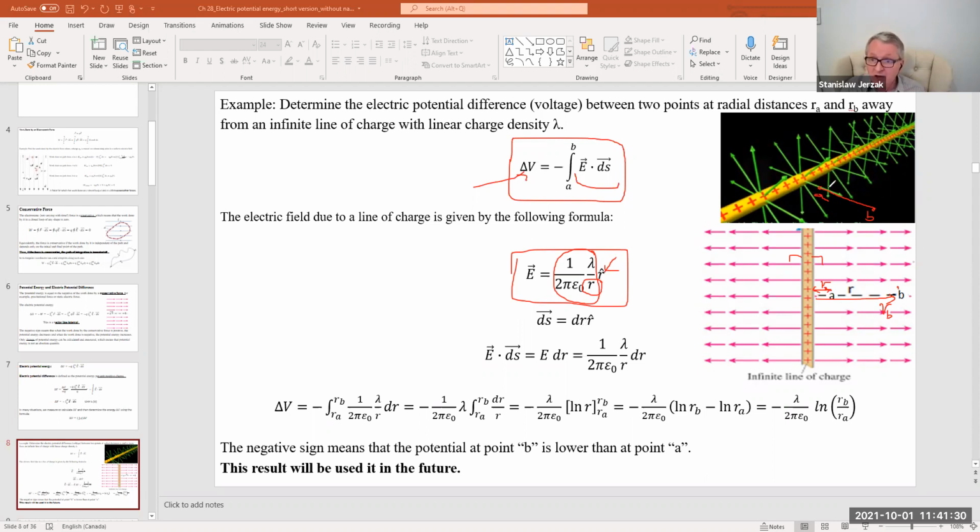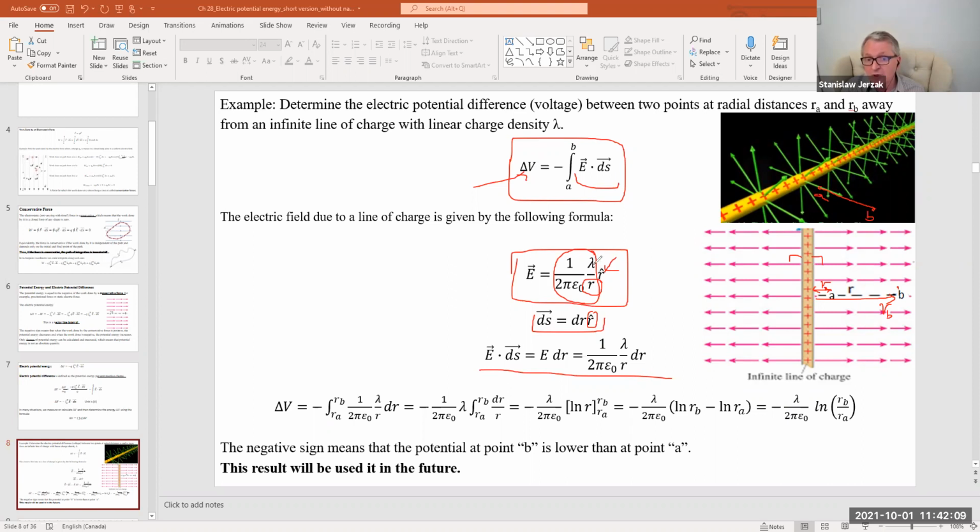Now, because my integration will also be along the radial direction from point A to B, as I've explained, the differential displacement ds I can write like this: dr r hat, which signifies that the displacement from point A to B is also along the radial direction. That's why I put the unit vector r. So then the dot product E dot ds: you see both quantities, electric field and the displacement ds, are in the same direction.